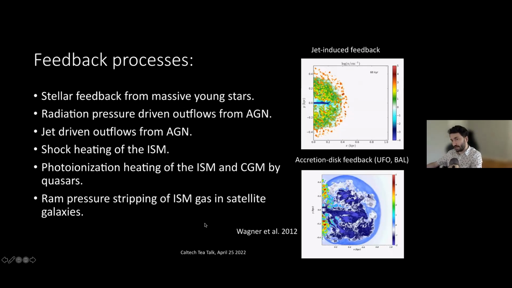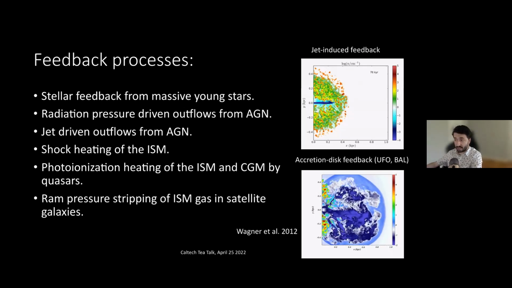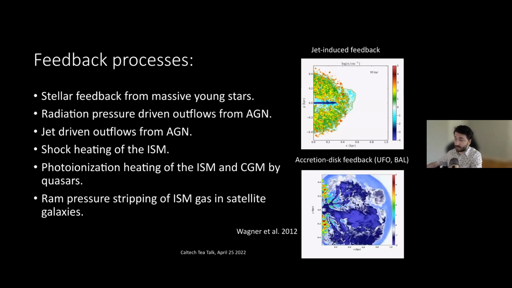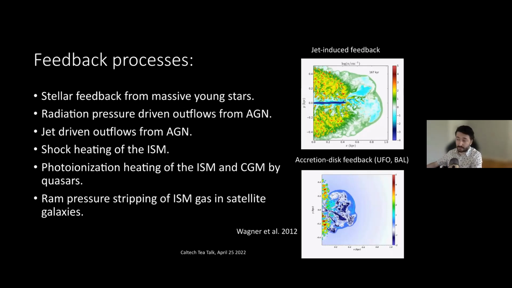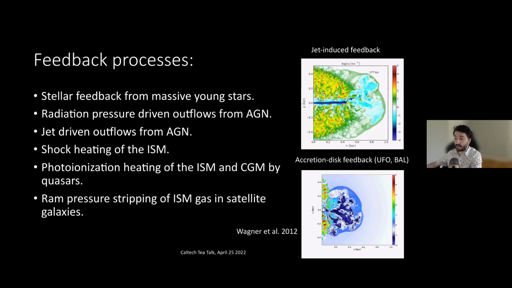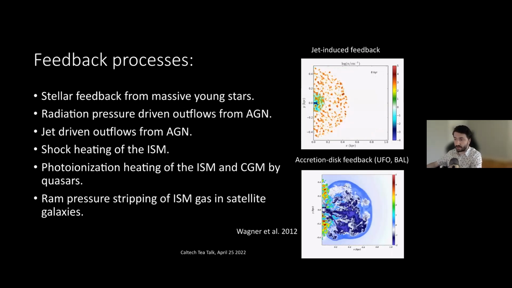On larger scales, you can have photoionization heating of the ISM and the CGM, the circumgalactic medium, by quasars. And so that's another important mode of feedback, particularly on satellite galaxies at higher redshift. And then, of course, you also have ram pressure stripping of nearby galaxies. Their interstellar medium essentially gets stripped by the hot gas of the intracluster and the circumgalactic medium. And even at high redshift, it can potentially play an important role in driving feedback and the amount of gas that essentially falls onto the central galaxy.